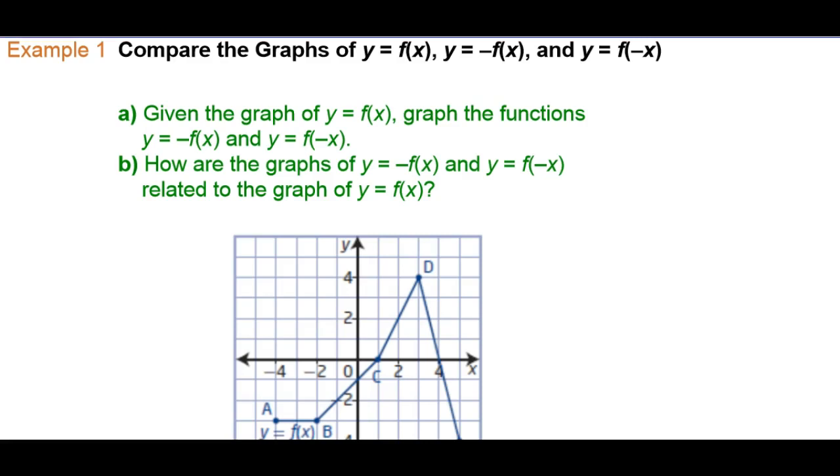And then 5 and 4. So 5 over 4. Okay, so that would be our reflection. All it did was take our picture and flip it upside down.